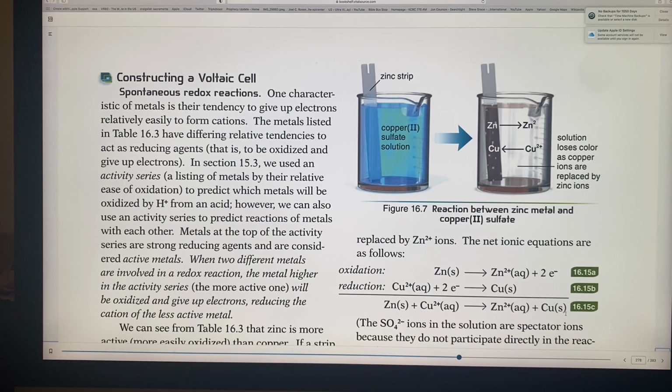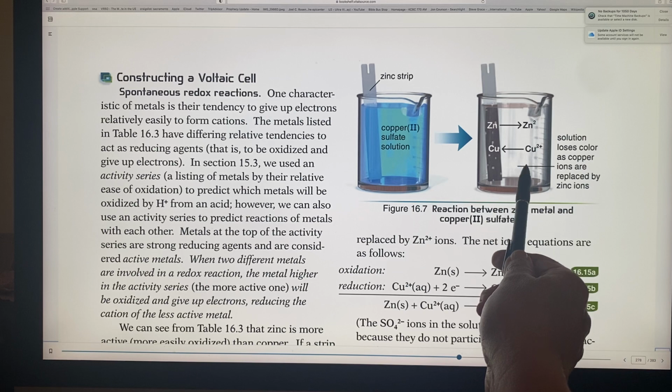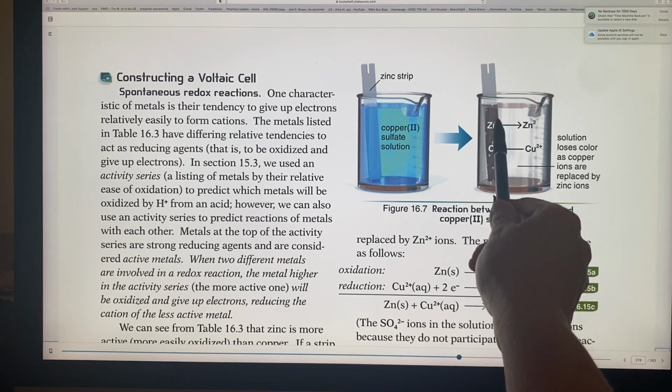The zinc is oxidized right away, and you can see the zinc is dissolved into the solution, causing the copper solution to lose its color as the copper is reduced. And the copper metal is crumbling back and coating the zinc. See how it's coating the zinc?